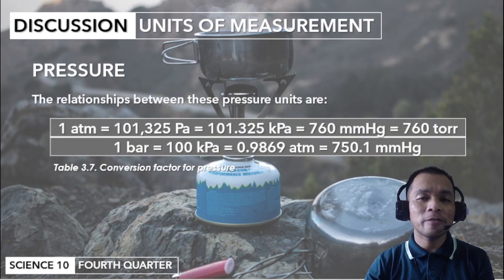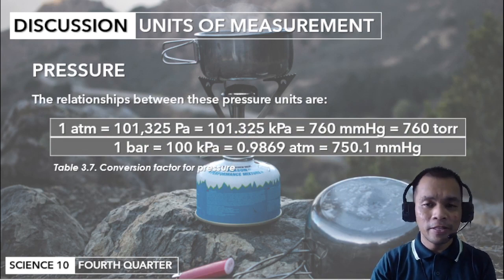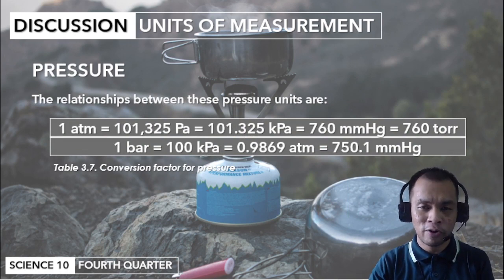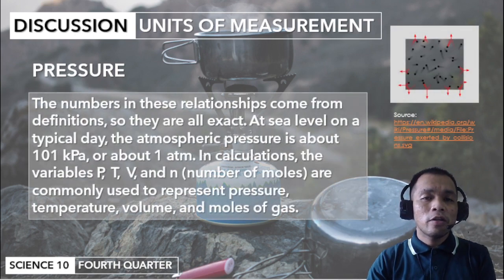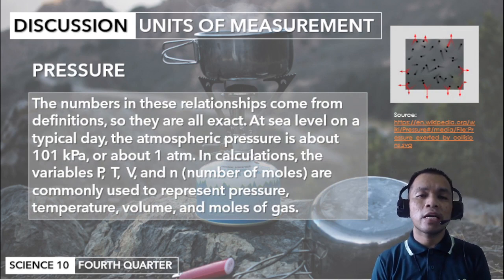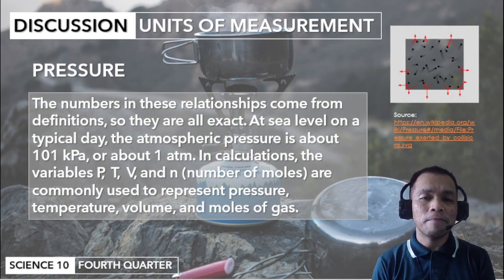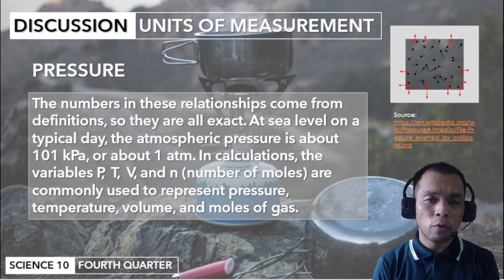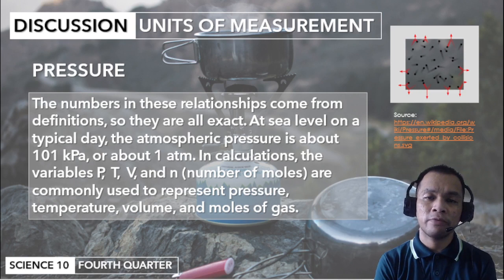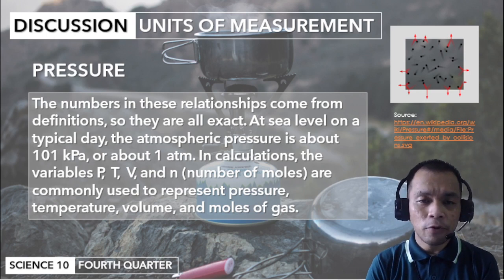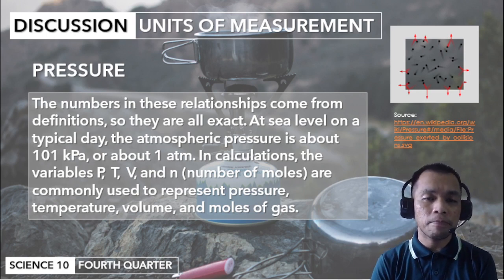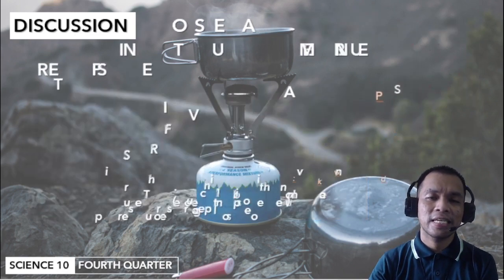Now, here are the relationships. You have already observed that one in the video, so I don't need to expound on this anymore, because I believe you have already taken down notes. Okay. Next. The numbers in these relationships come from definitions, so they are all exact. At sea level on a typical day, the atmospheric pressure is about 101 kilopascals or about 1 atmosphere. In calculations, the variables P, T, V, and n, the number of moles, are commonly used to represent pressure, temperature, volume, and moles of gas.